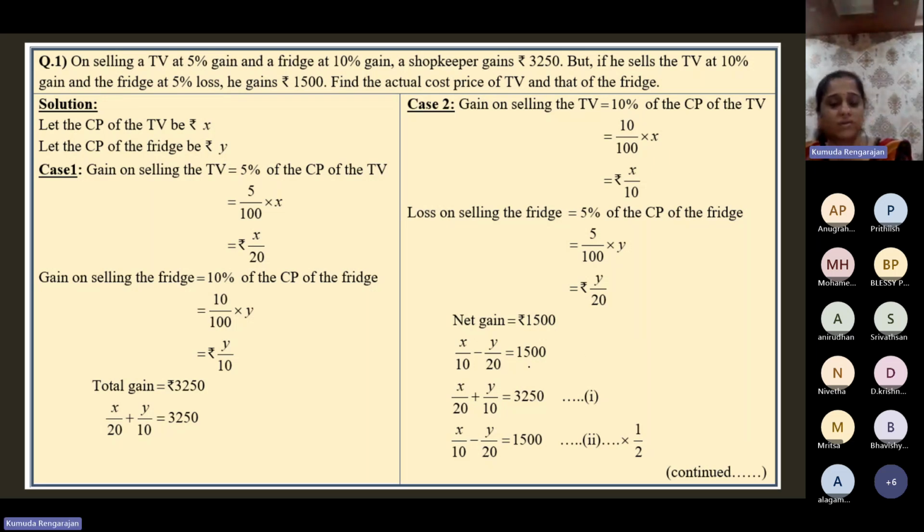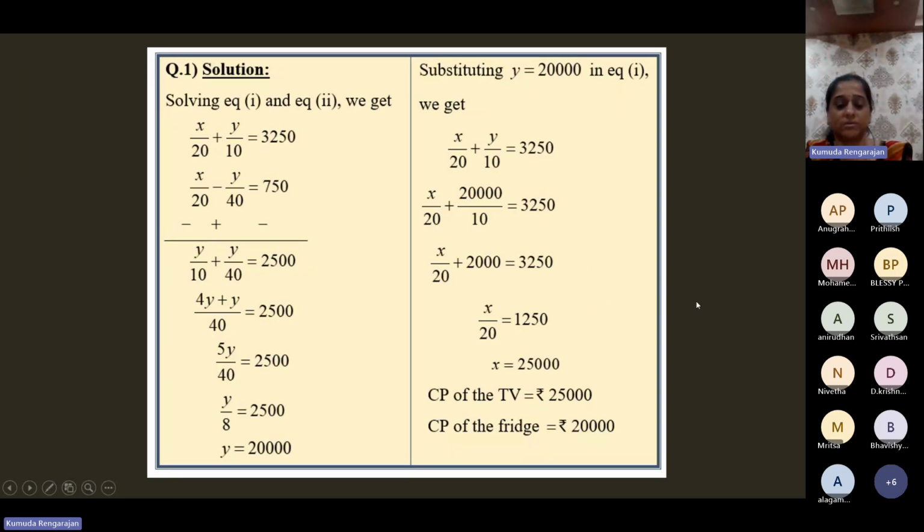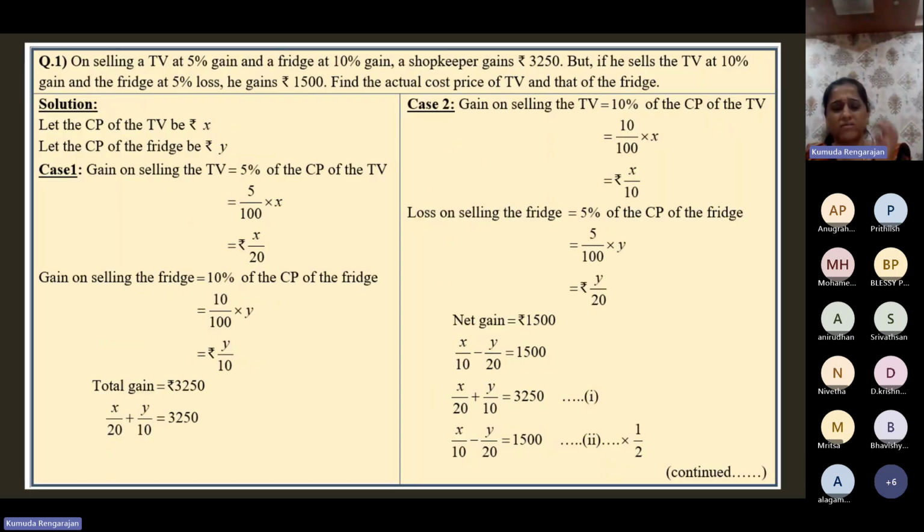So now we have constructed the equations. Now we will have to solve these two equations and find the values of X and Y. Here you have X by 20 plus Y by 10 is 3250. Here you have X by 10 minus Y by 20 is equal to 1500. One thing you can do is take the LCM and proceed. I have not taken the LCM. I just looked at the denominators.